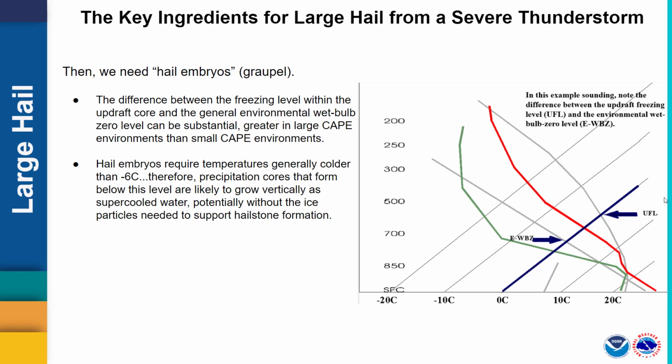One thing to point out with regard to the sounding: the difference between the freezing level within the updraft core and the general environment freezing level, or wet bulb zero level, can be substantial, greater in large CAPE environments than small CAPE environments. Now, hail embryos generally require temperatures colder than about -6 Celsius. Therefore, precipitation cores that form below this level are likely to grow vertically as supercooled water, potentially without the ice particles needed to support hailstone formation.